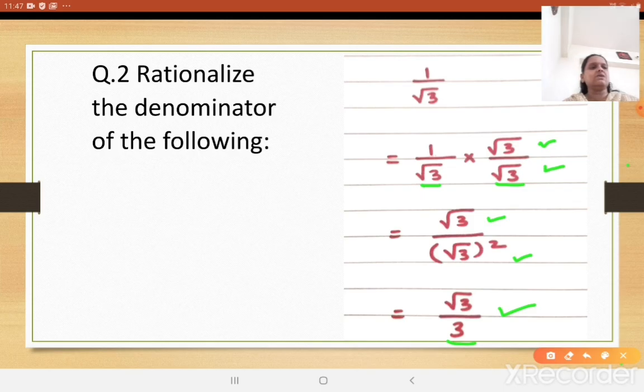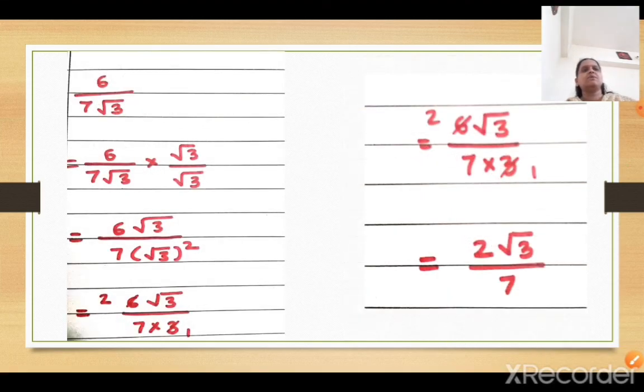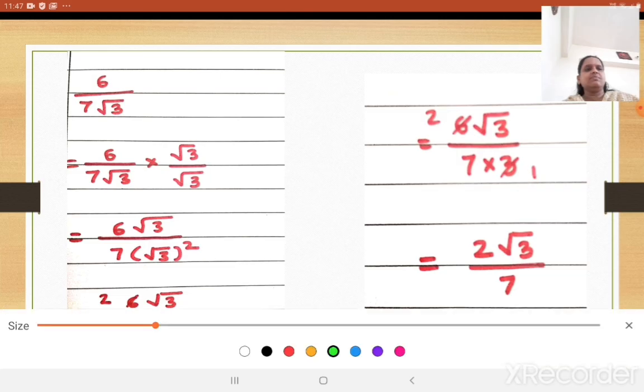Yes, these sums are not a textual sum. These are the extra sums. Once again I will repeat and solve the sums. See the next one, similar to the first one, but here the numerator and denominator are different. So what is that sum? The problem is given here as 6 upon 7 root 3.